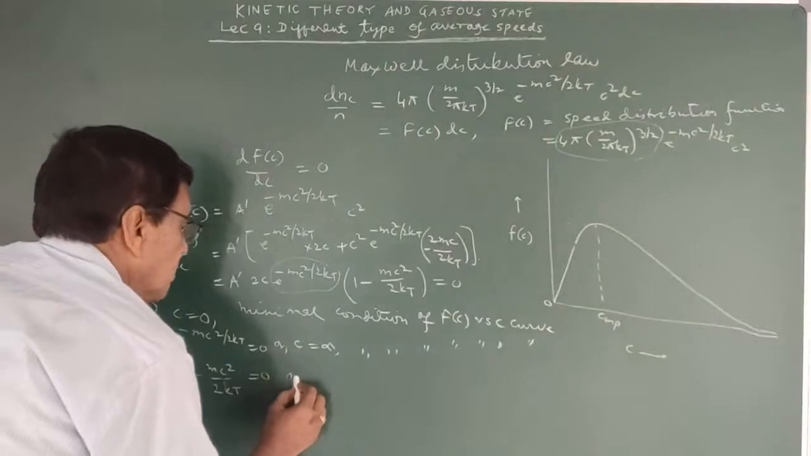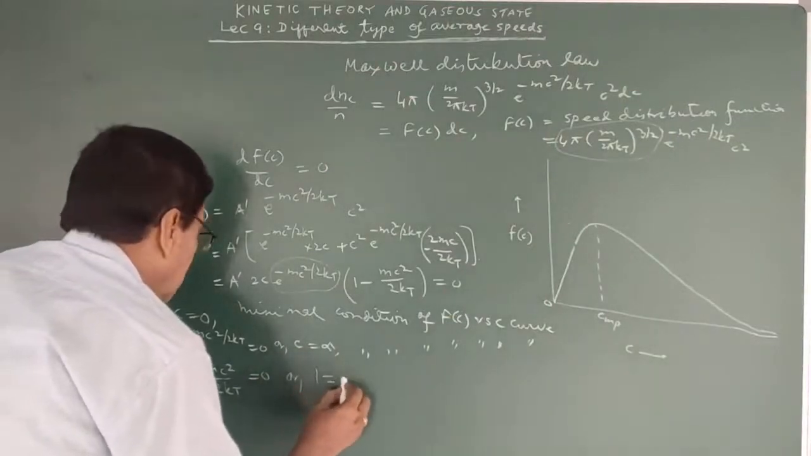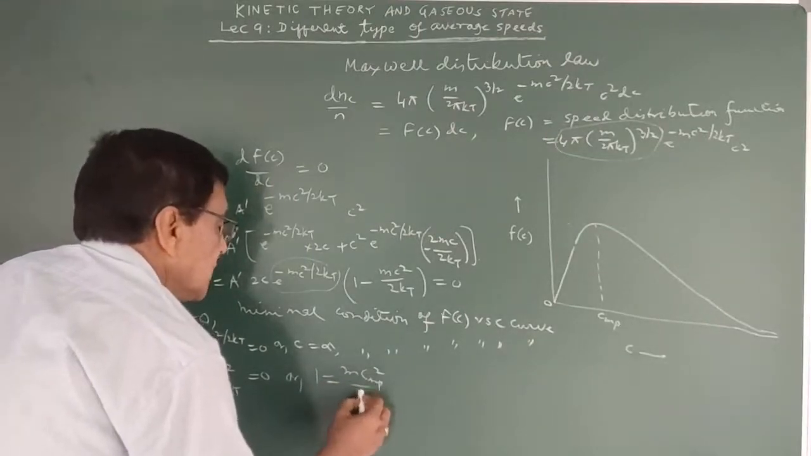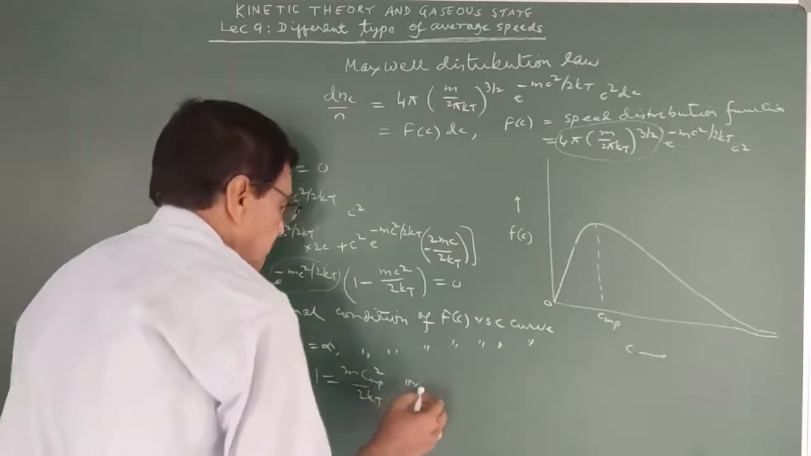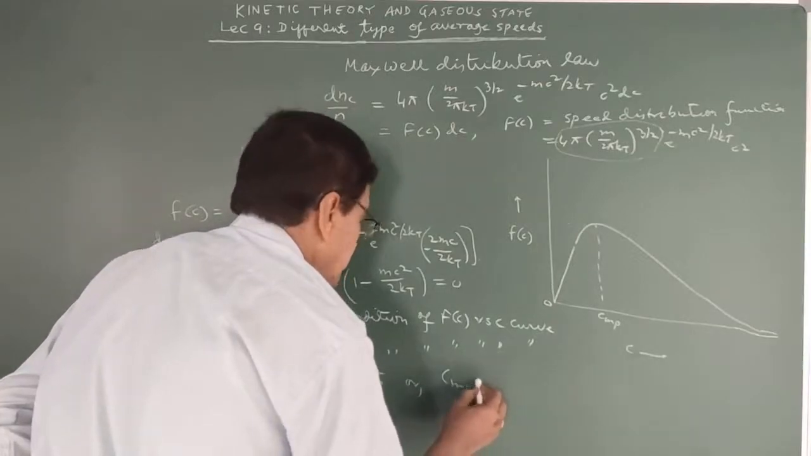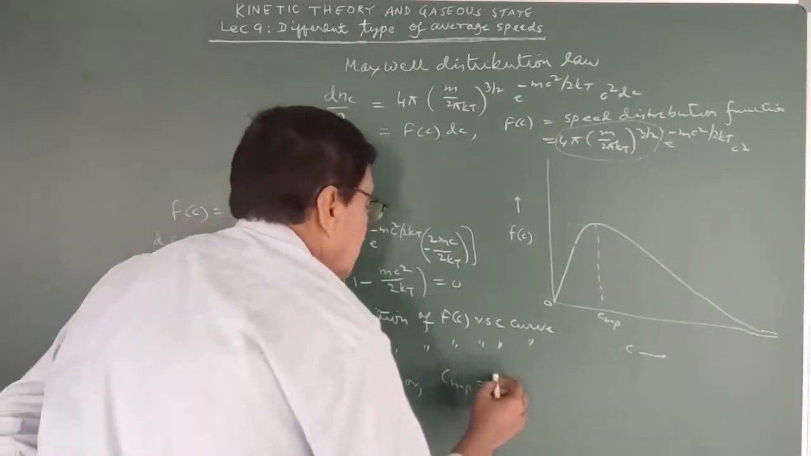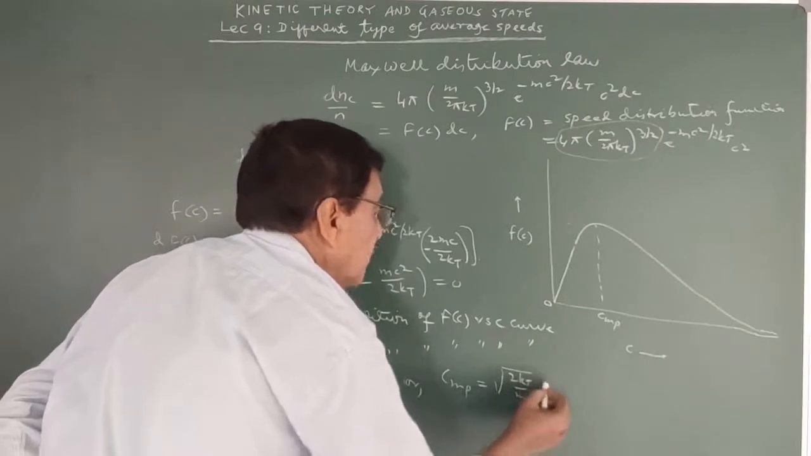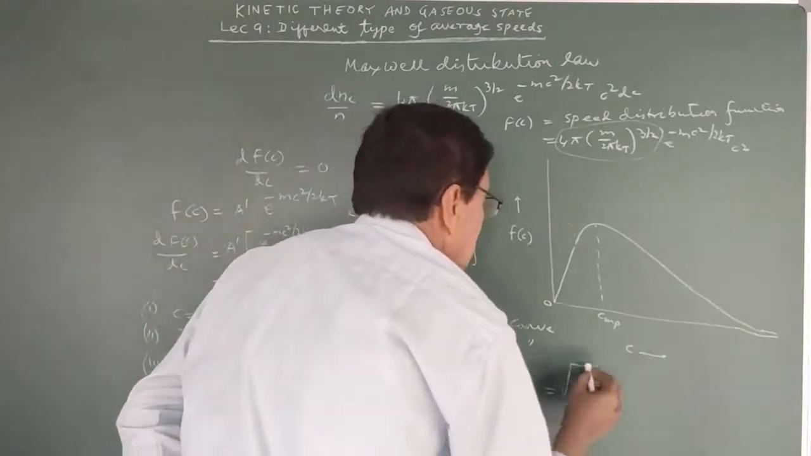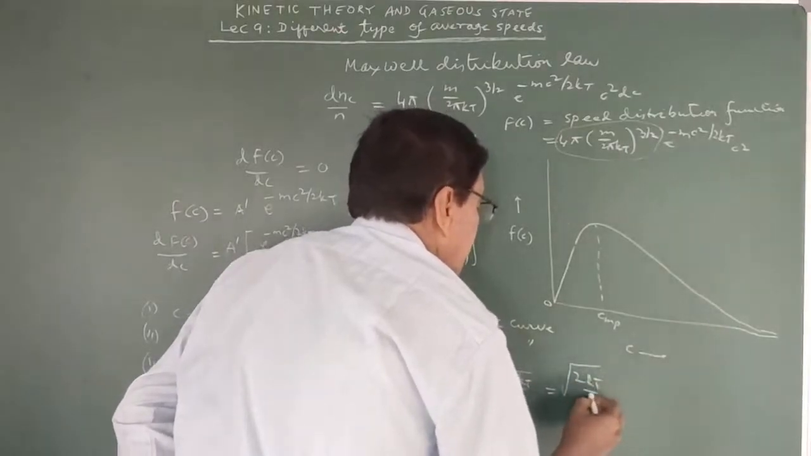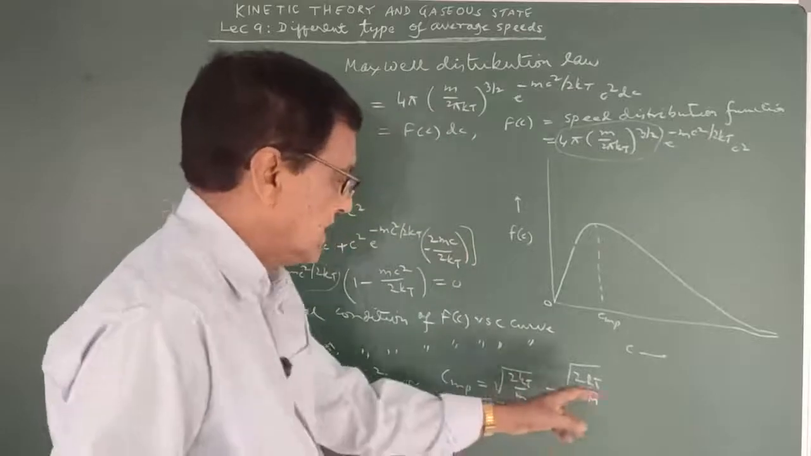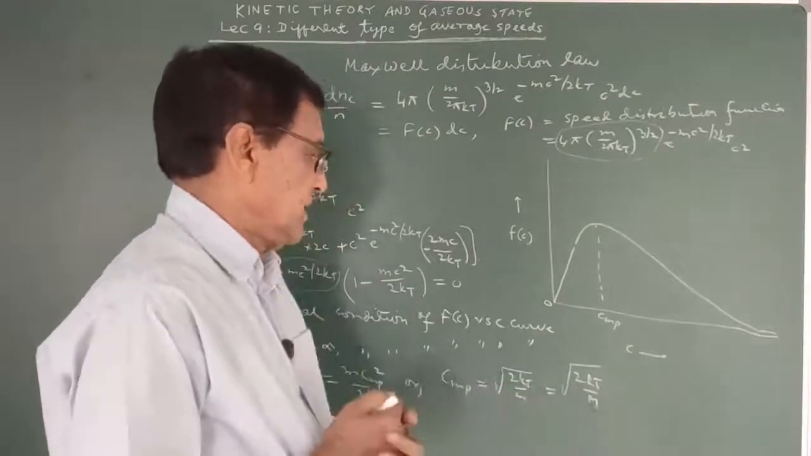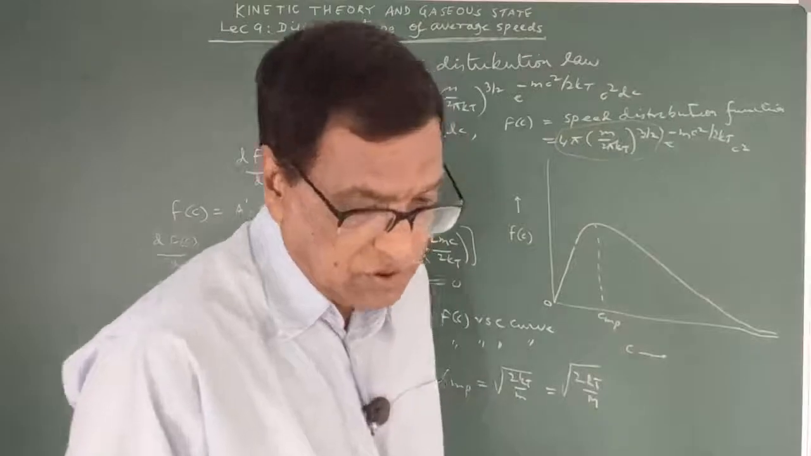So we can write 1 equal to m c_mp² by twice kT, or you have the expression c_mp equal to root over of twice kT by m, or you can write this as twice RT divided by M, when k is replaced by the molar gas constant R, and molecular mass is replaced by the molar mass of this gas. So we have got this expression.